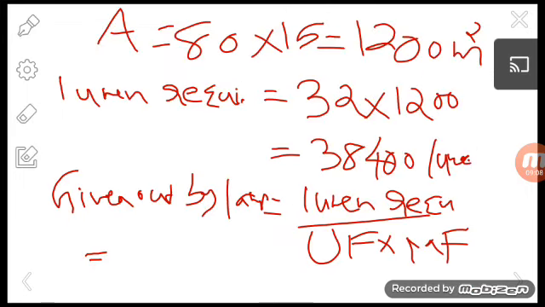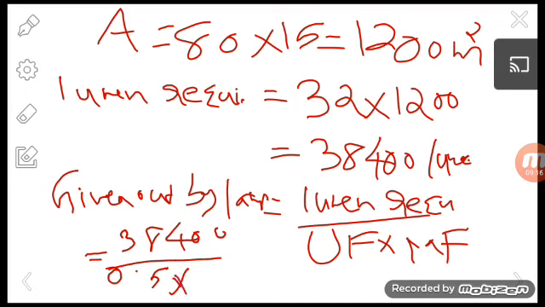So here the lumen required is 38,400 by UF, which is 0.5, into MF. You will get it as 1 minus 0.2, that is 0.8. So the answer is 96,000. This is the total lumens to be given out by the lamps.